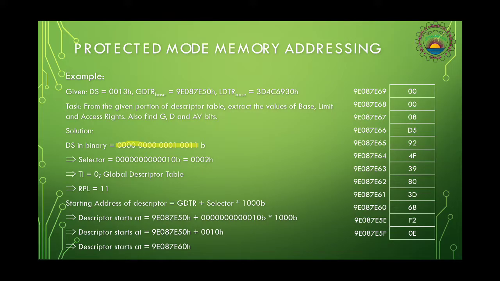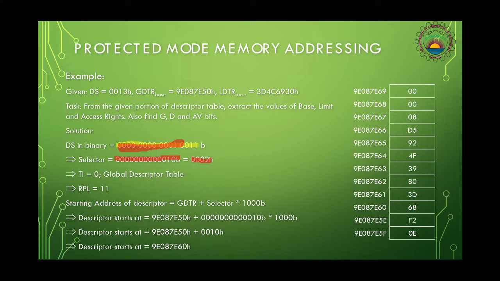As we have discussed earlier, the data segment register has 13 bits for the selector. So the value for the selector will be this one, that is the value extracted from this binary pattern of the data segment. So that is the selector, and in hexadecimal that will be 0002 hex.